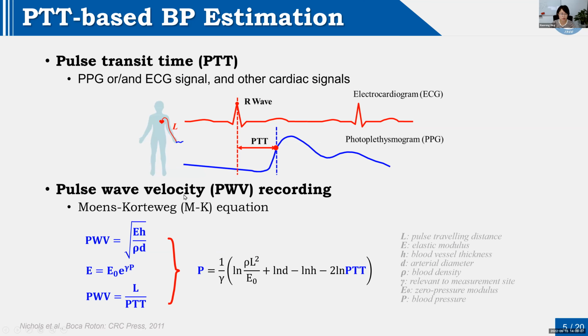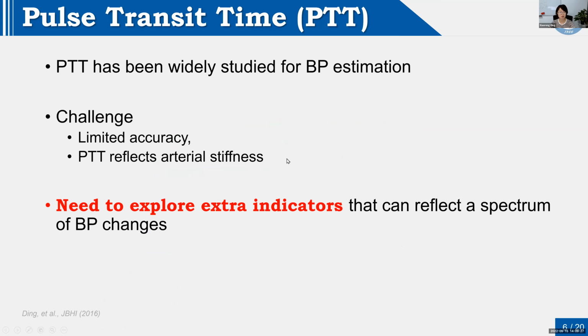And according to the principles of pulse wave velocity reporting, we can build a mapping function between the pulse transit time and the blood pressure. So by calibration, or under some hypothesis or assumptions, we can get the blood pressure with the calculation of pulse transit time.